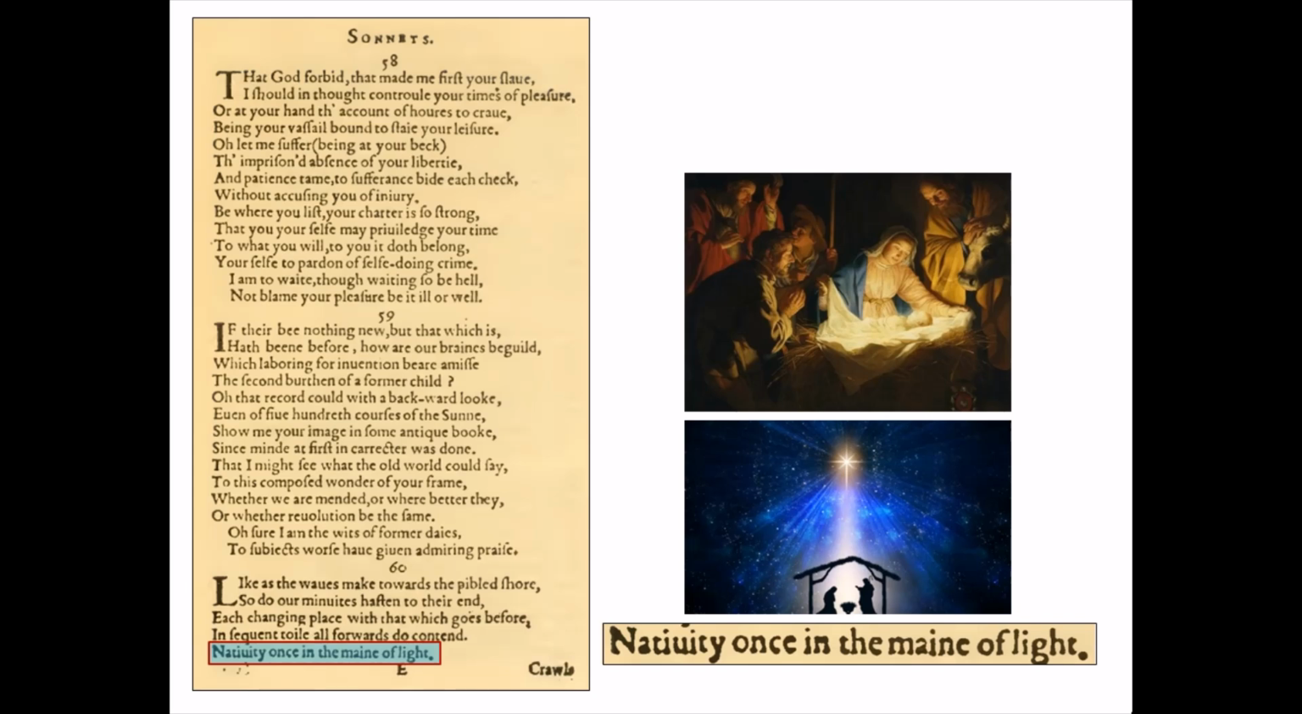On the last line of the page are the words, Nativity once in the main of light. The stanza is meant to continue, but it's interrupted by a period which is printed larger than any other on the page. The period should be a comma, but now it makes the line a complete sentence, and Nativity once in the main of light can be read as a description of the birth of Jesus Christ.